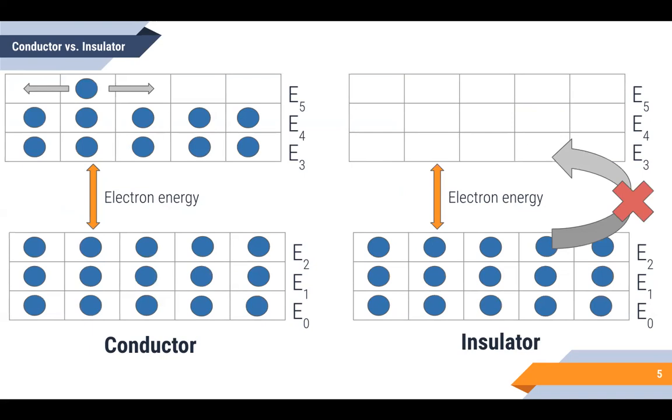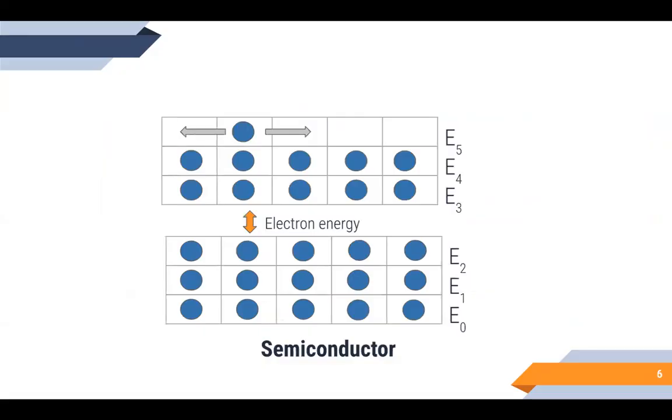In this example, the top band of allowable energy levels is partially full, giving electrons room to move around. As a result, this material is an example of an electrical conductor. On the right, the bottom energy band is completely filled and the top band is completely empty. Here, the electrons have no room to move around. As a result, this material is an example of an electrical insulator. Now suppose we have a material where the gap between allowable energy levels is much smaller. We call this material a semiconductor.